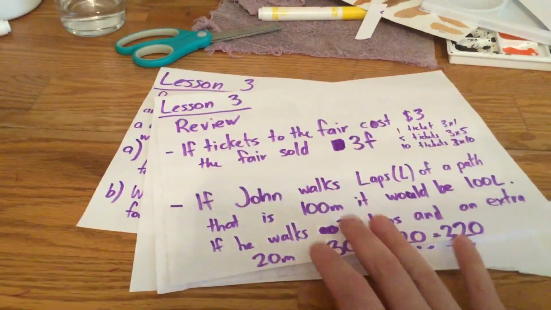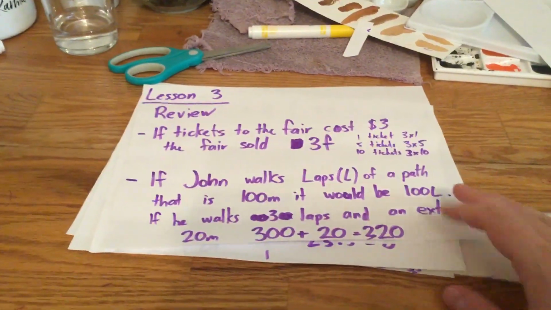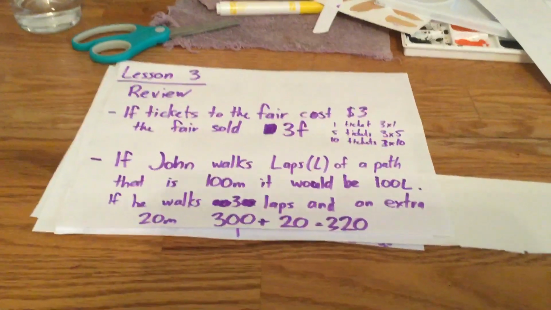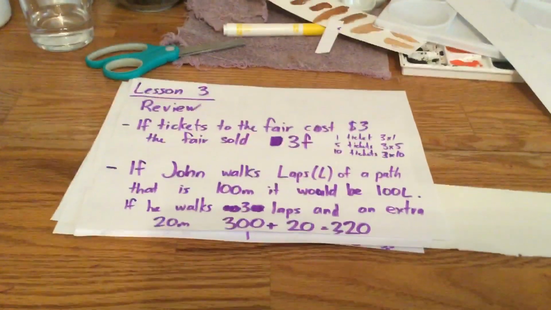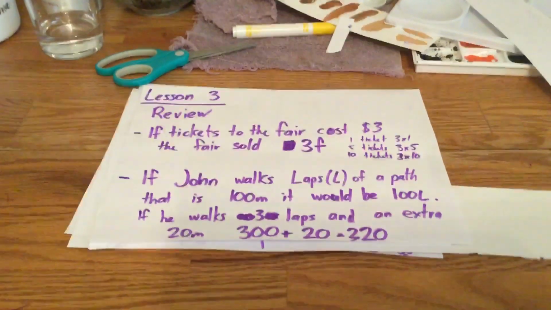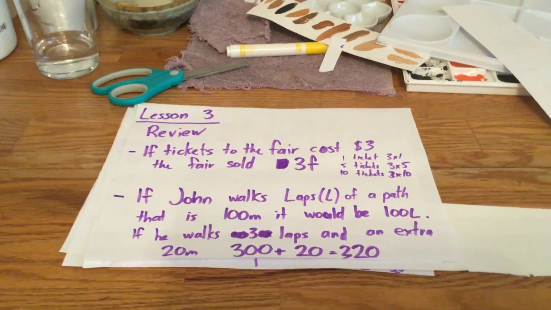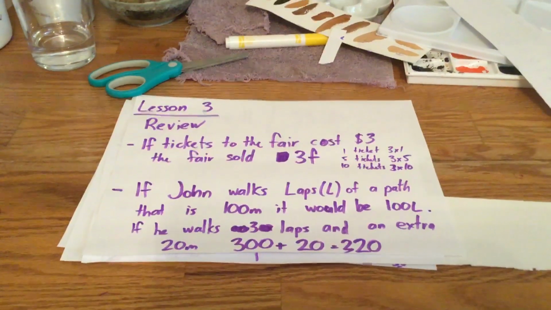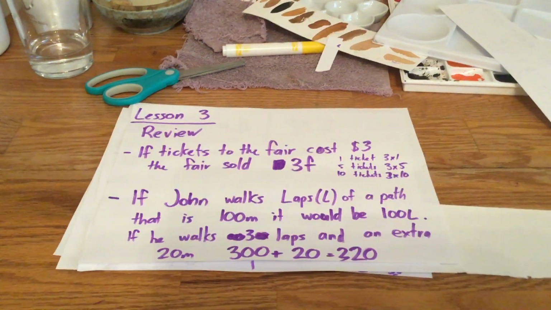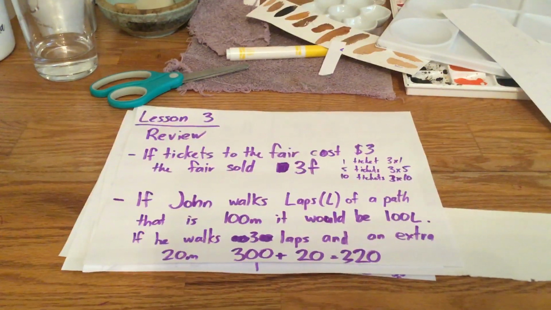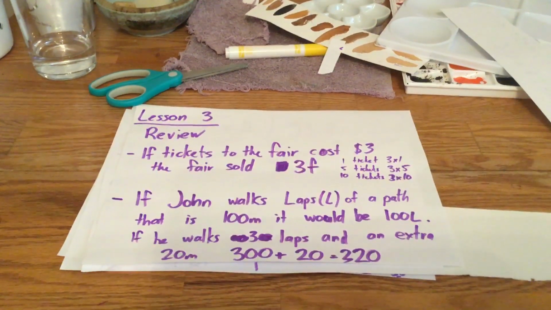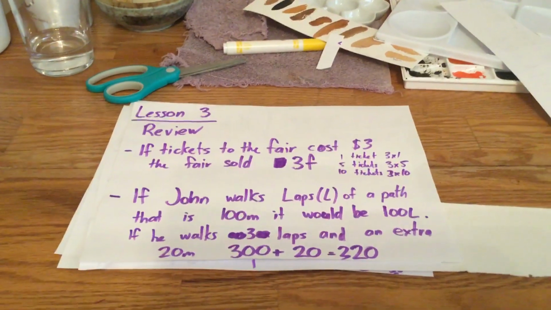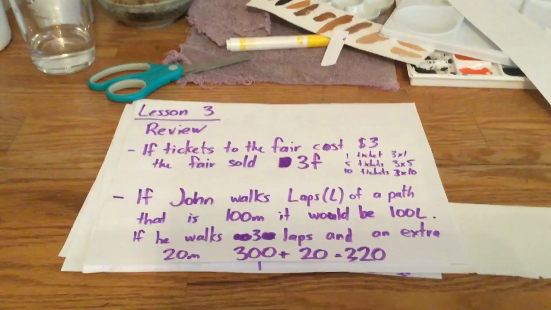Next one. If John walks laps of the path that is 100 meters long, it would be written as 100L. So every lap is 100. We don't know how many laps he's done. If he walks 3 laps and an extra 20 meters, it would be 3 times 100, which gives me 300, plus my 20.